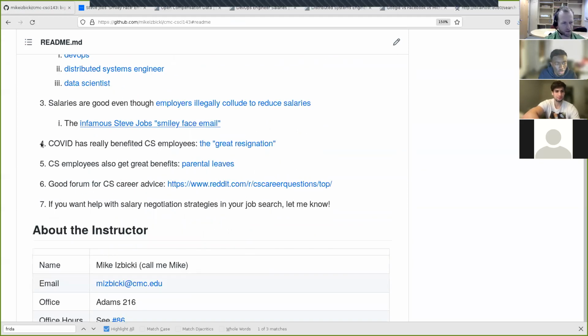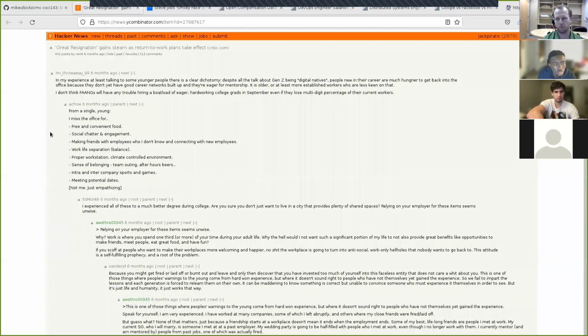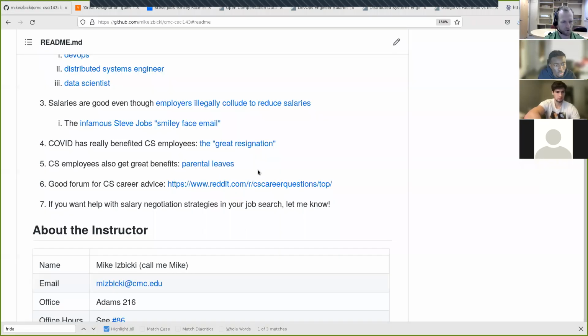COVID has been really hard on a lot of professions, but computer science is not one of them. It's been really good for computer science. There's a phenomenon called the Great Resignation that's happened recently, where computer programmers have been leaving their current jobs and going to another job, working remotely, getting a 50 to 100% pay raise. If you're interested in how COVID's impacted CS careers, you can take a look at that link.